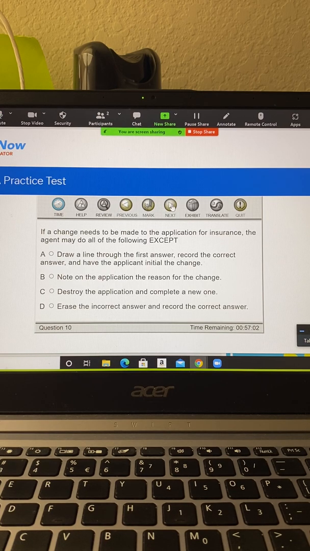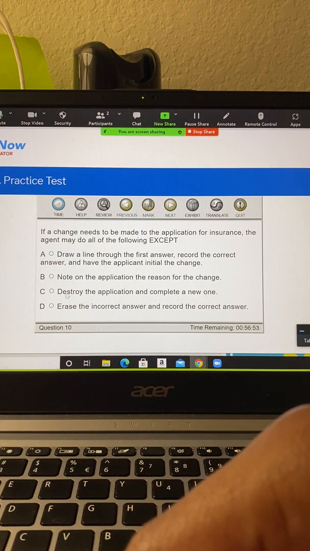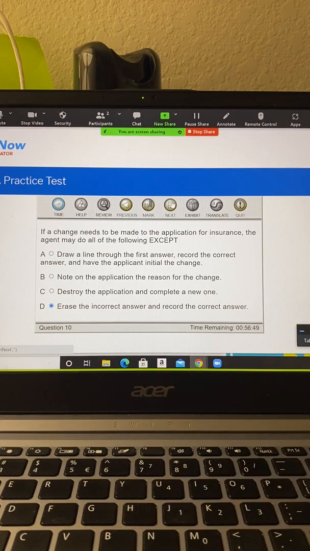You could make a note of the reason for the change, that it was an error. You could draw a line through it and write the right answer. You can't erase anything on a legal document. Okay. All right, your turn.